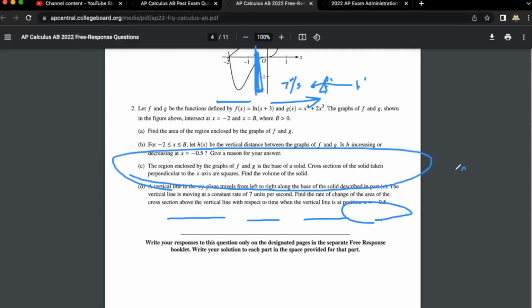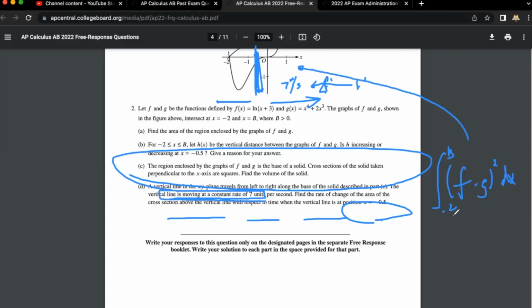So we have our -2 to b f minus g squared dx. Let's start off by understanding that this is the area for this, okay? Now, we also understand it's moving at a constant rate of 7 units per second, okay? 7 units per second. In that situation, it's moving left and right, okay, to find the area of this, okay?